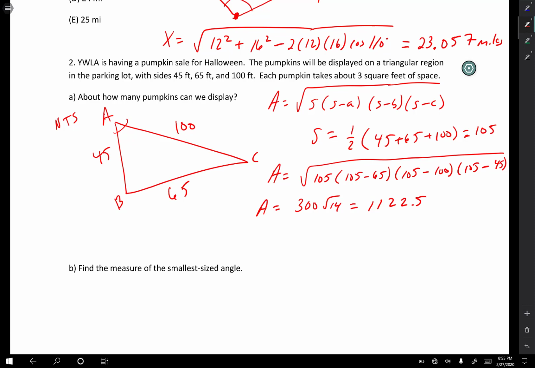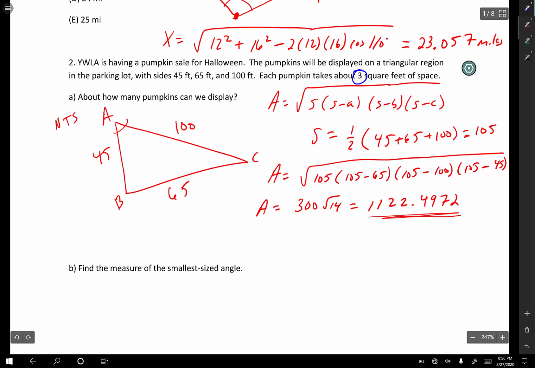Okay, I'm going to put more digits, guys. 1,122.4972. All right. So there it is. We haven't even answered the question yet. This is the area. Each pumpkin takes up 3 square feet.